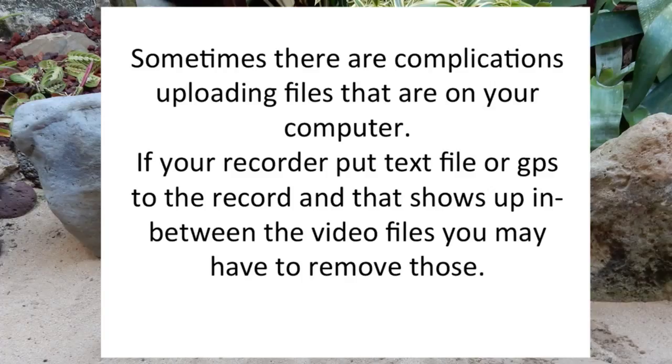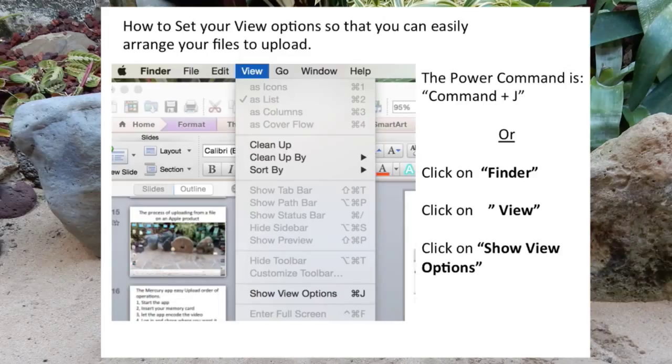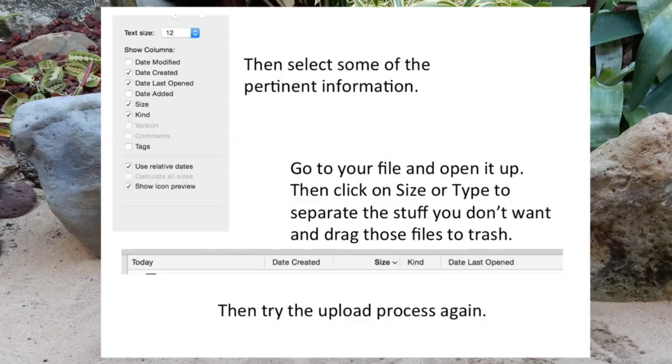Sometimes there are complications in uploading the files that are on your computer. If your recorder put text file or GPS into the record that shows up in between video files, you may have to remove these. The best way to do it is get into your Finder, the view options, get into the command, select some of the pertinent information, like you want to be able to sort it out by size and kind, and then you can drag those unwanted files to the trash or anywhere to get them out of there, and then try the upload process again.